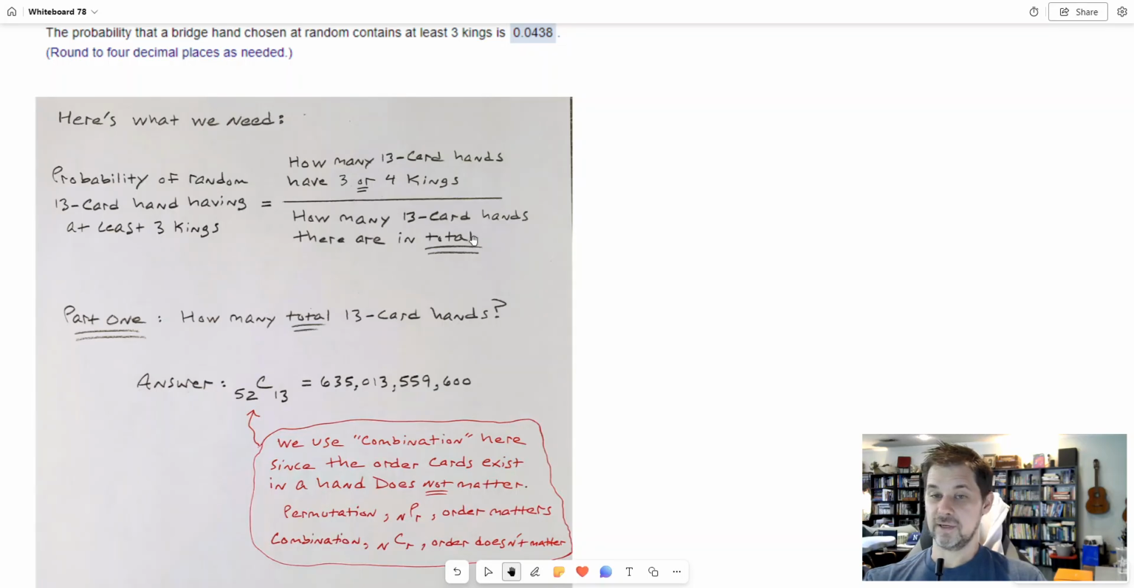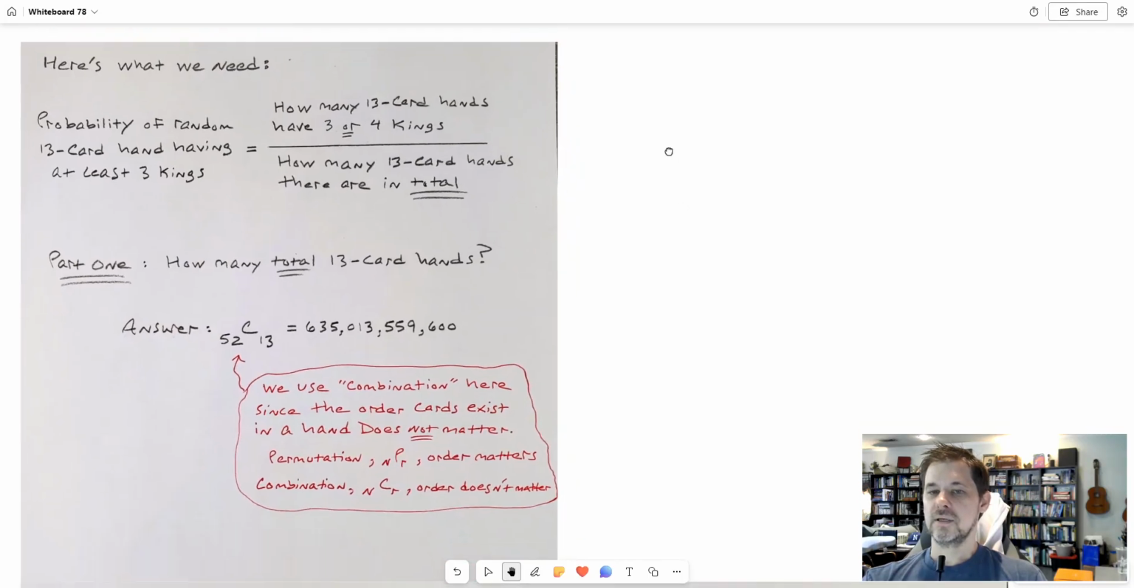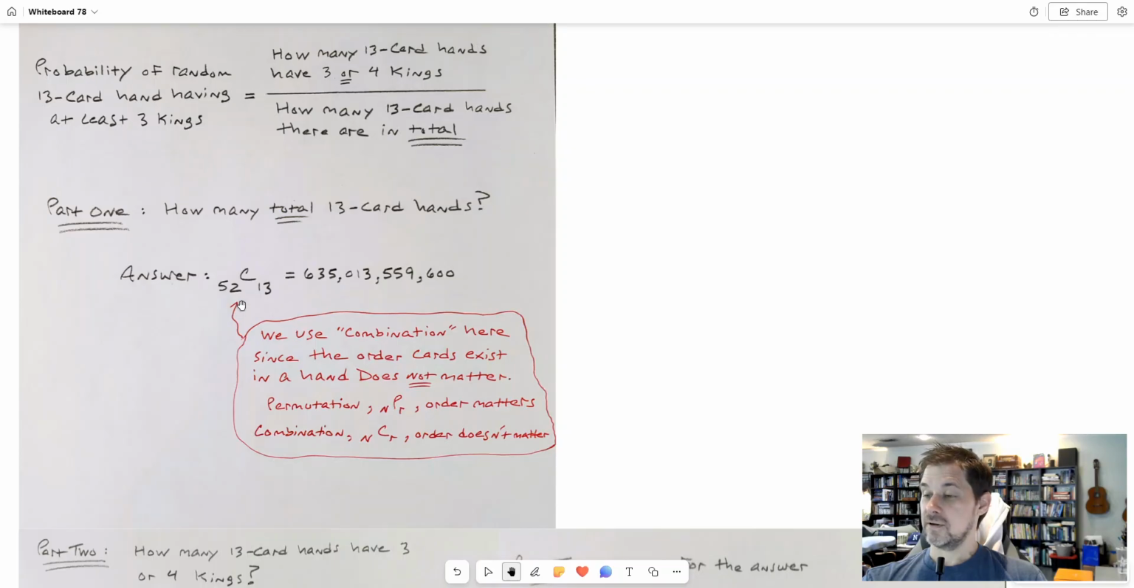All right, so I'm going to divide this into several parts so that we can focus on each part and make sure that we get it before we go on to the next part. Okay, so how about we do this? See this bottom number? How many 13 card hands are there in total? So the way that I would figure that out is I would use the combination 52 choose 13, which all this does is tell me how many ways there are to choose 13 cards from 52. That's what that does. And you'll find that this is a function in your calculator.